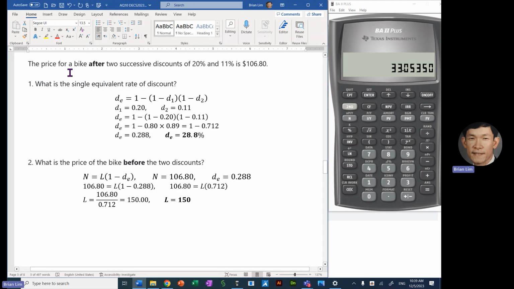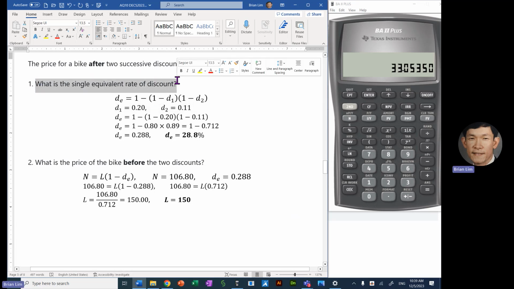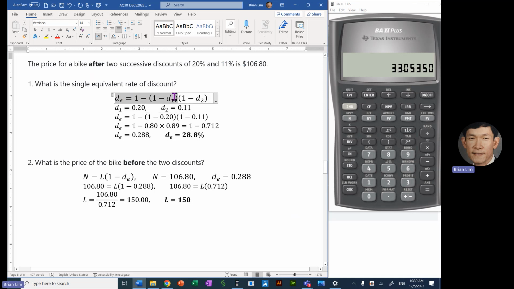Okay, the price for a bike after two successive or consecutive discounts, whichever way you like it, of 20% and 11% is 106.80. And what is the single equivalent rate of discount? All right, now here use this formula. This will give us the single equivalent rate of discount. That is what D sub E is.